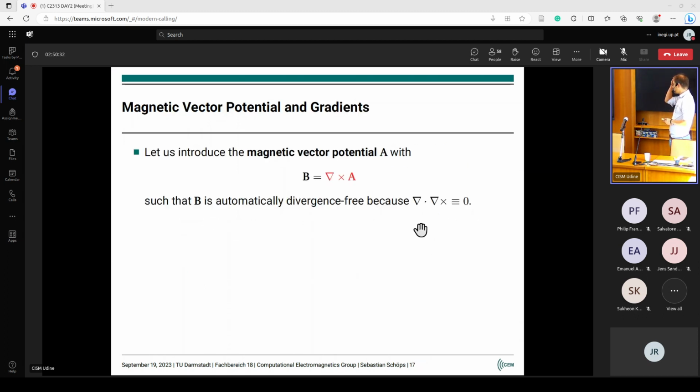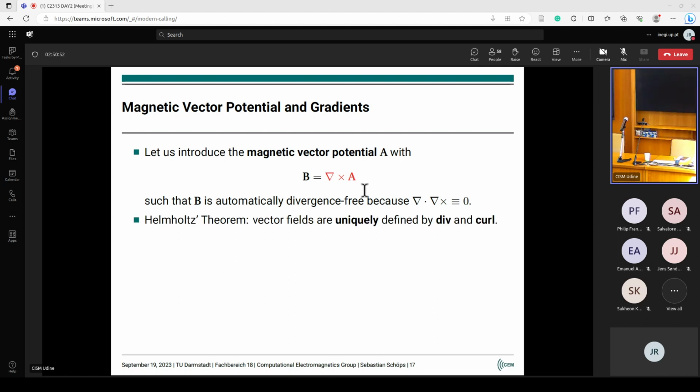I mentioned before that there's one law that says that the divergence of B is supposed to be 0. So what I can do now is define a new variable that I call A, and say the curl of A shall be B. Then if I take the divergence of B, the divergence of a curl vanishes, and the law I showed you before is automatically fulfilled. This is the main idea that is used in all low-frequency electromagnetics simulations.